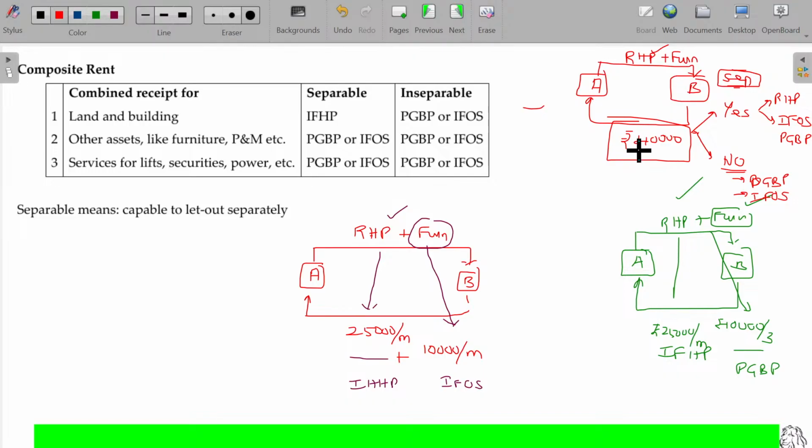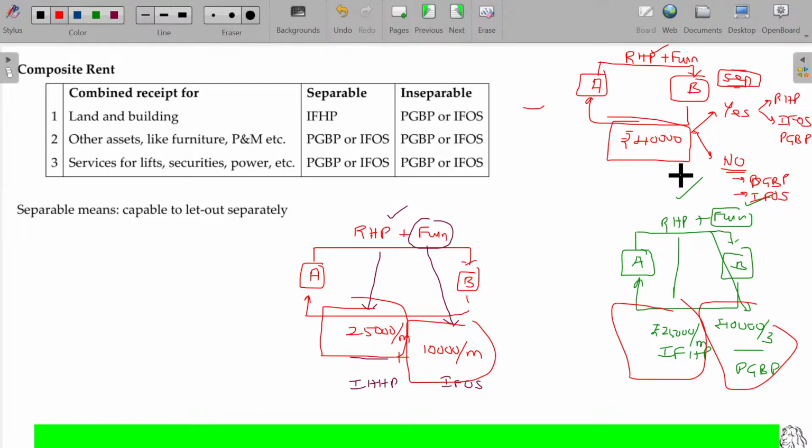So separability is not about billing. Here the billing is given separately; here the billing is given collectively. Collective billing does not mean that it is not separable. Even if it is billed collectively, if there is a possibility to let out the property separately and the other facilities separately, then you have to treat it separately only.